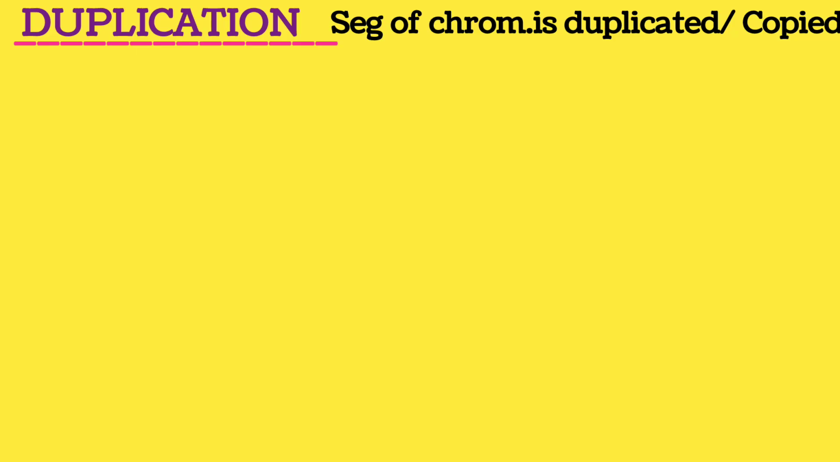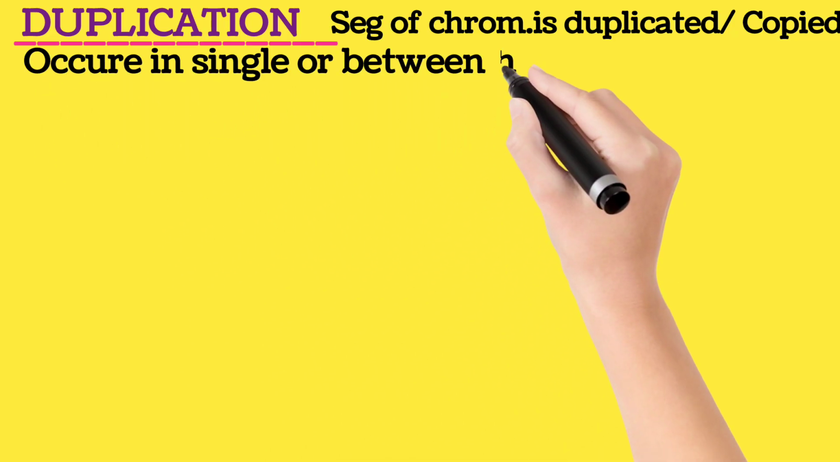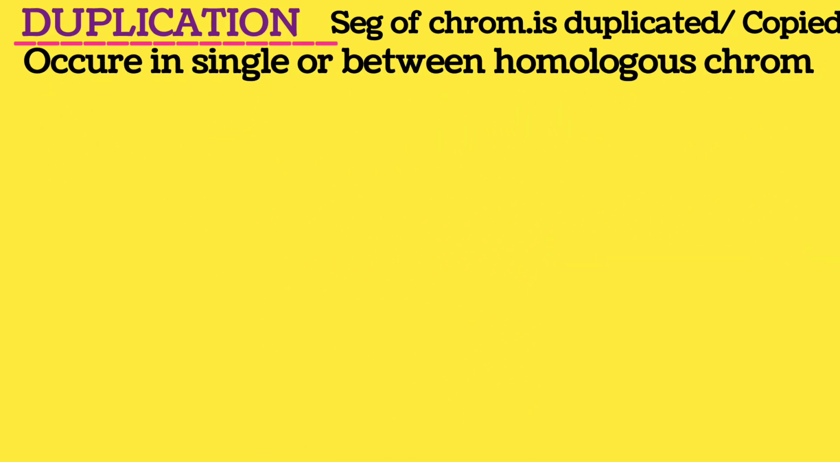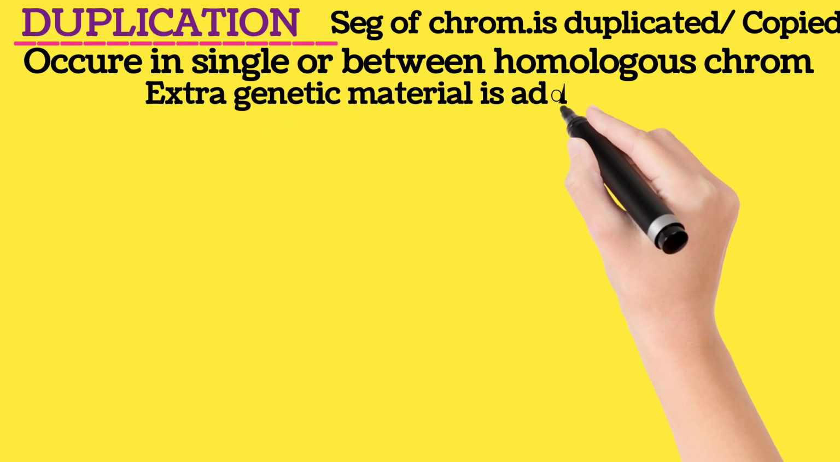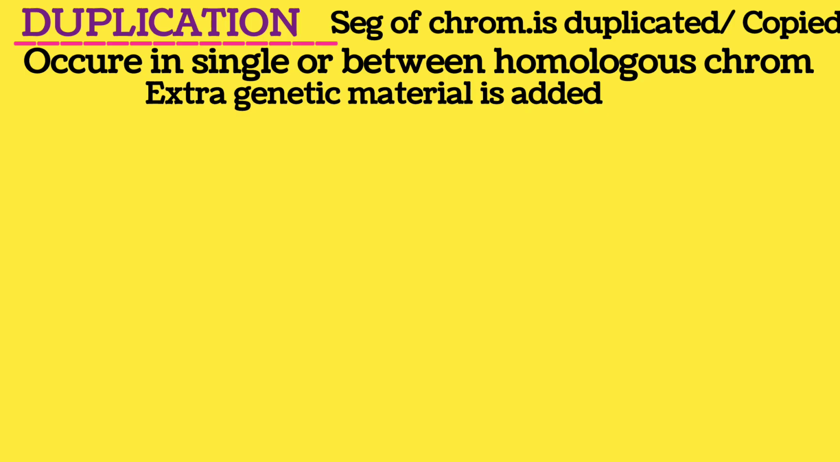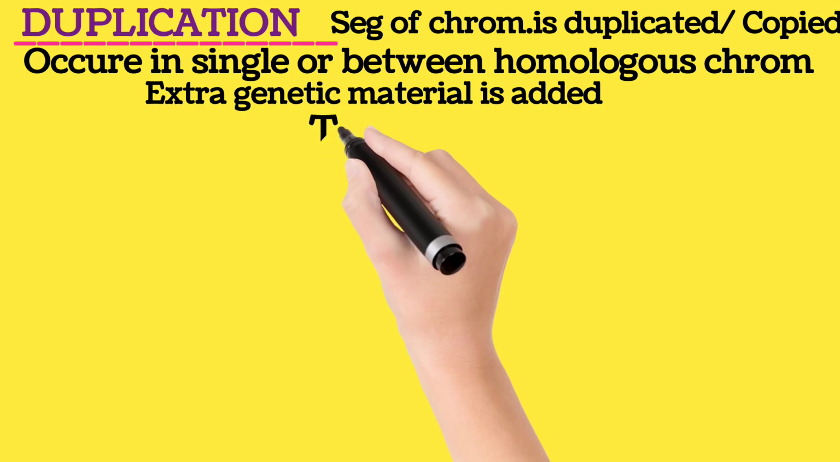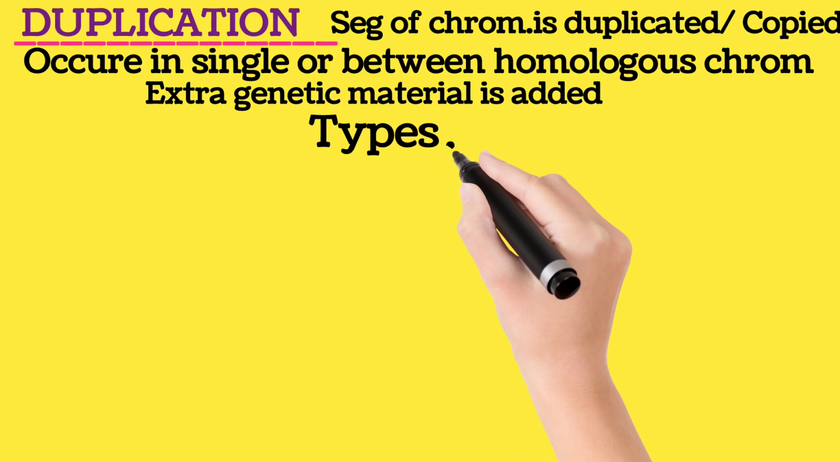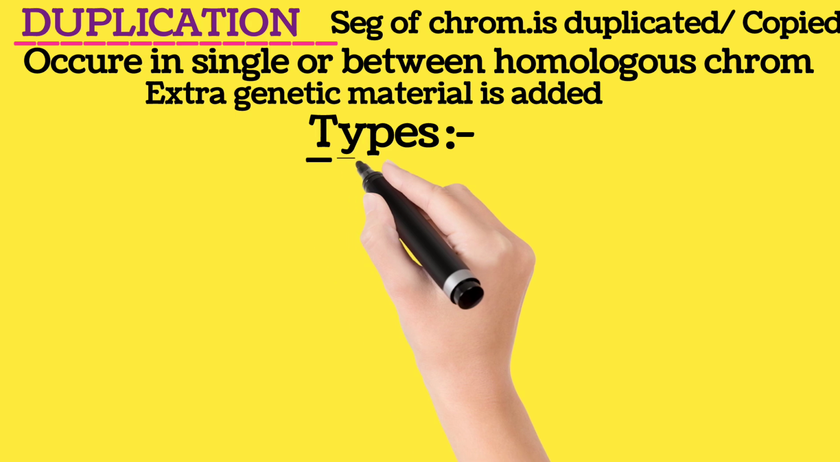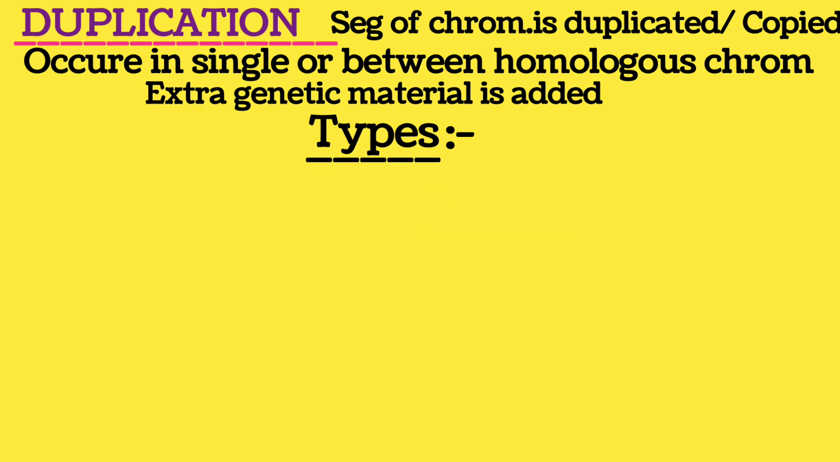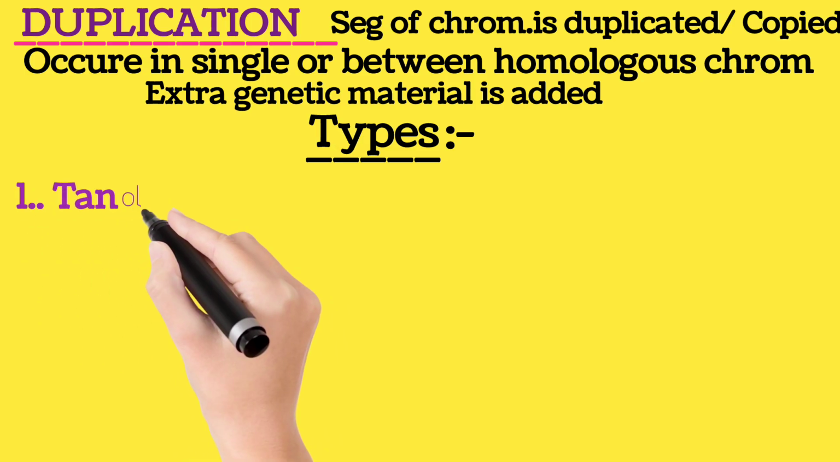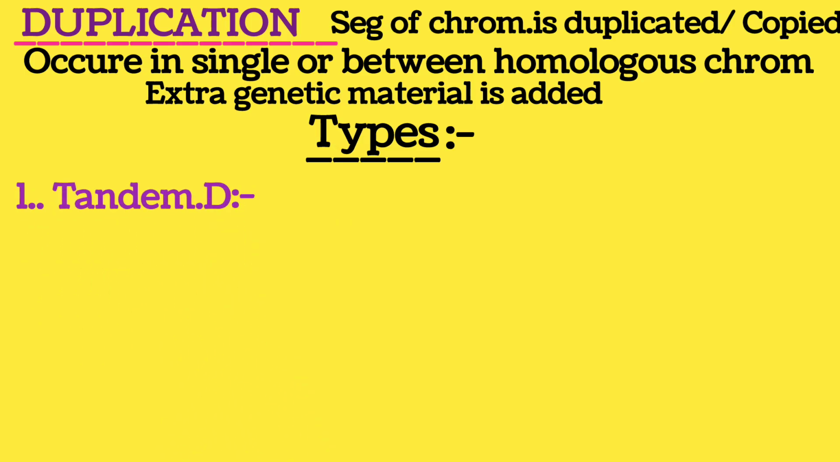Duplication occurs in a single chromosome or between homologous chromosomes. Now here the segment of genetic material gets added twice. Let me show you different types of duplication to understand the concept beautifully. This duplication has broadly three important types. Now we have the first case of duplication. This is known as tandem duplication.